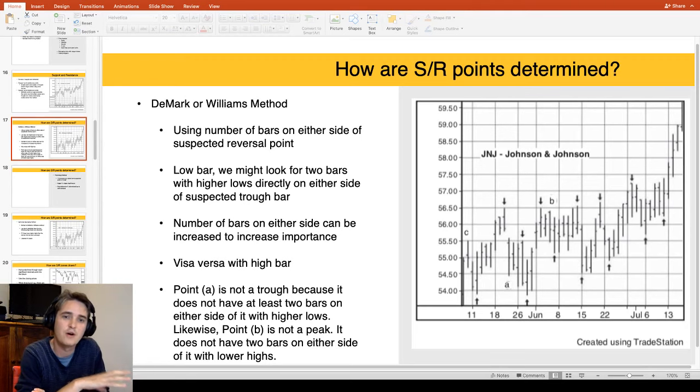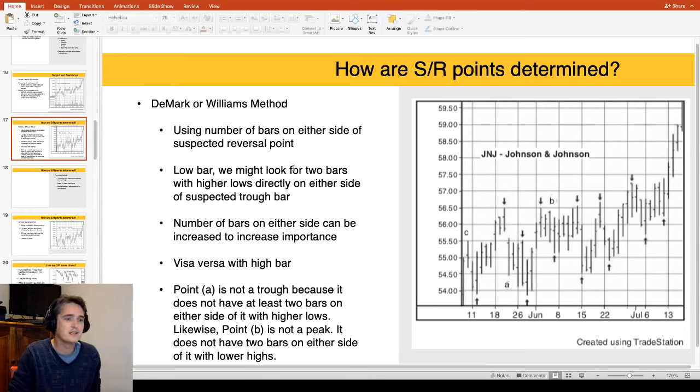The first one is called the DeMark or Williams method. Now, believe it or not, that is its actual name, DeMark or Williams. It's not two different methods, it is one. But basically what that does is it uses the number of bars on either side of your suspected reversal point. So you'll see here we have a number of little arrows pointed in. I'll get to those in a second.